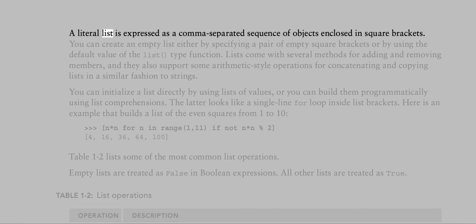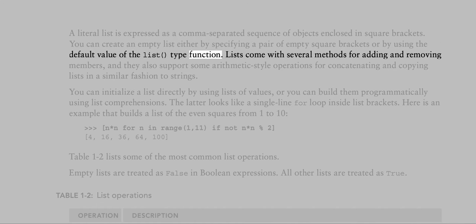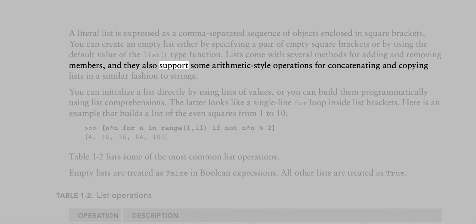A literal list is expressed as a comma-separated sequence of objects enclosed in square brackets. You can create an empty list either by specifying a pair of empty square brackets or by using the default value of the list type function. Lists come with several methods for adding and removing members, and they also support some arithmetic-style operations for concatenating and copying lists in a similar fashion to strings.